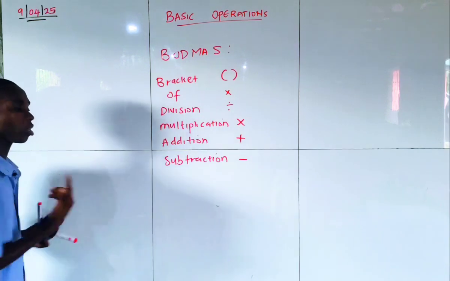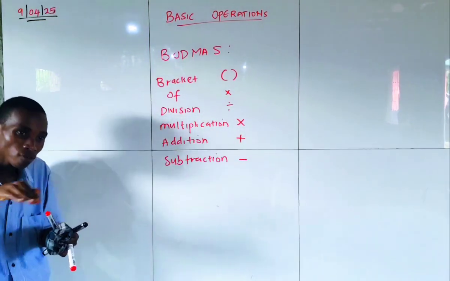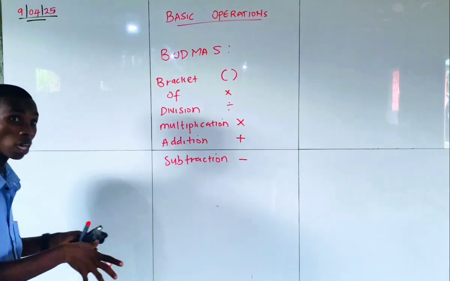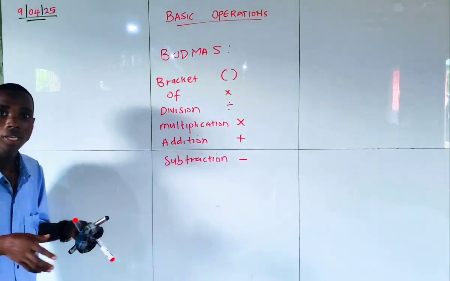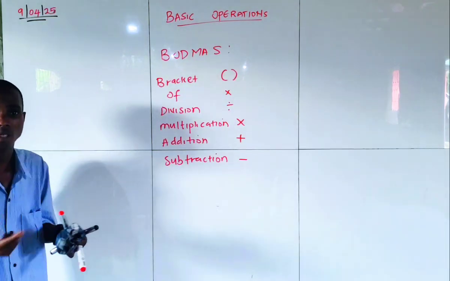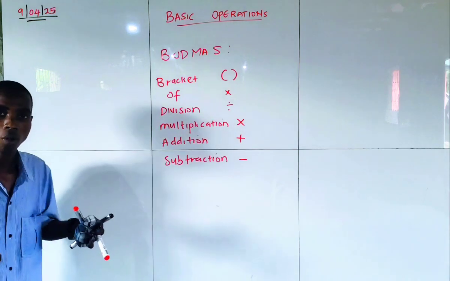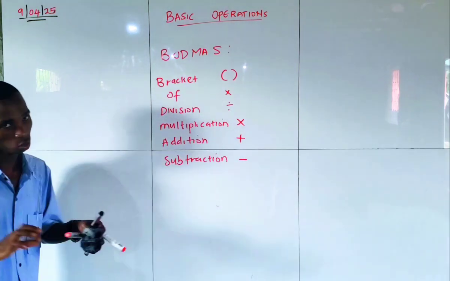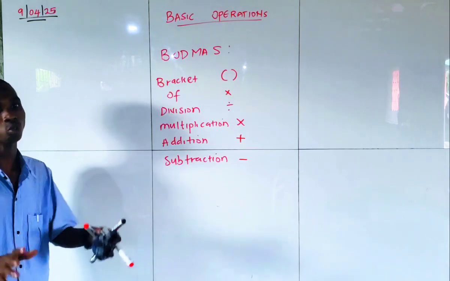Now subtraction means removing. You are removing a particular number from a bigger number. Maybe you are removing a smaller number from a bigger number. That's what subtraction is about. But if you cannot remove that particular number, what do you need to do? You need to borrow from the other side of the number and you get your answer. It's as simple as that. I'll be showing you how to do that.